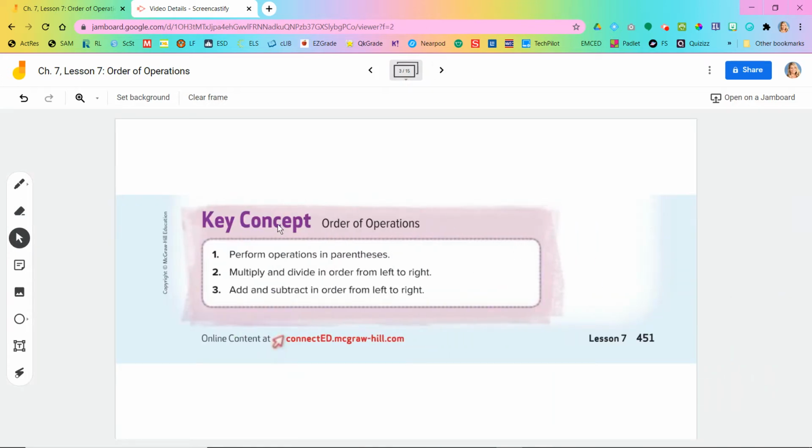Okay, so let's clear that and let's move to the next one. Now, this was at the bottom of your page, and I just wanted to put it in the lesson just so you could see. This is my order of operations, what I just got through talking to you about. Perform operations in parentheses first, multiply and divide in order from left to right, and then add and subtract in order from left to right.